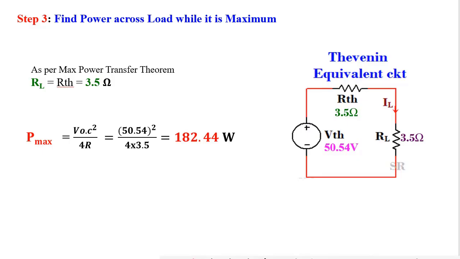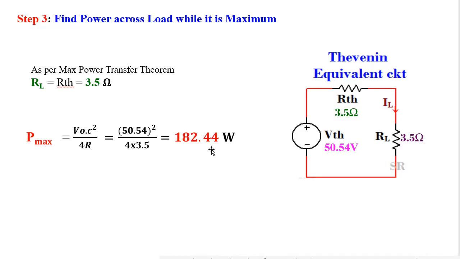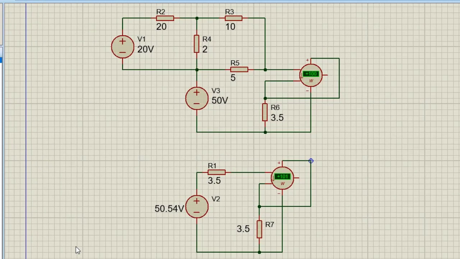Now checking whether my calculation is perfect or not. This is the equivalent circuit. Thevenin resistance 3.5, load resistance should be equal 3.5, and in the main circuit I have used load resistance as 3.5. Now if the power in the main circuit and the power in the equivalent circuit are the same, and if it is 182.4 watt, then it can be assured that my calculation is perfect. Now running the simulation. In the main circuit it is 182 watt, and in the equivalent circuit also it is showing 182 watt. So the calculation I did is perfectly okay.